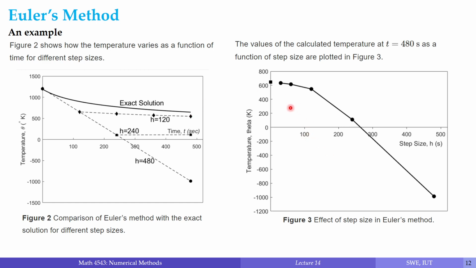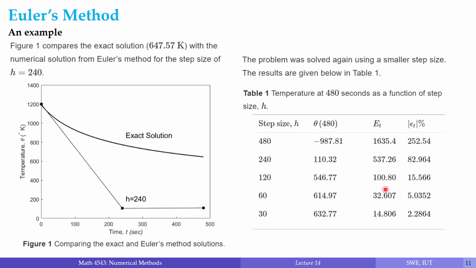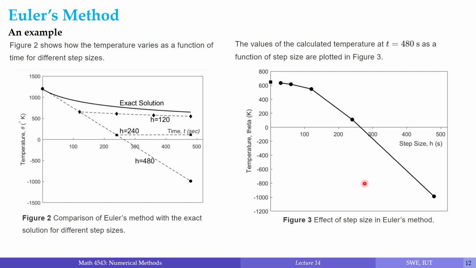So this graph portrays the effect of the step size in Euler's method. When we use a step size of 480, we end up with a very bad approximation of minus 987 point something, which is impossible for this problem, right? When we use a step size of 240, we get an approximation of around 110.32, and gradually if we decrease it, we end up with something very close to the actual value, which is 647.57, right? Something over here.